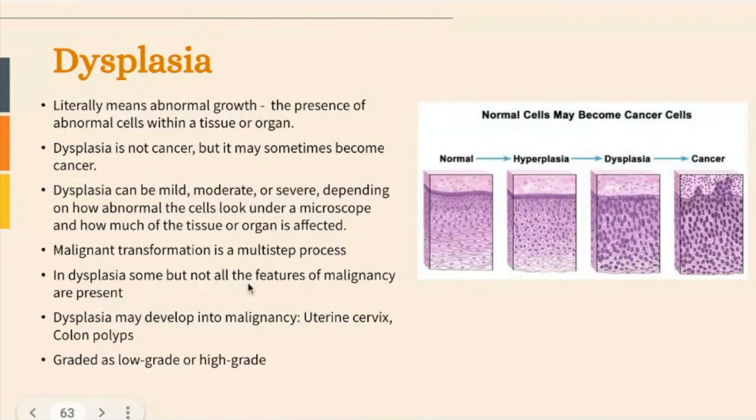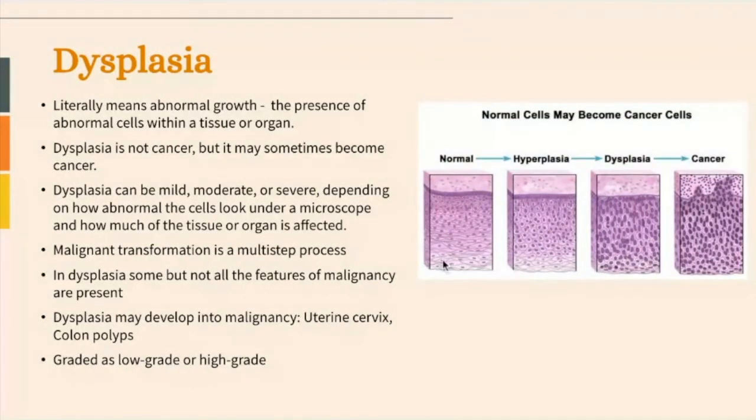Dysplasia, some but not all the features of malignancy are present. So dysplasia may develop into malignancy, for example, in the uterine cervix or colon polyps. And it is graded as low grade or high grade. If you look at some diagnoses, low grade of cancer X, high grade of cancer X, it's actually a diagnosis based on dysplasia.